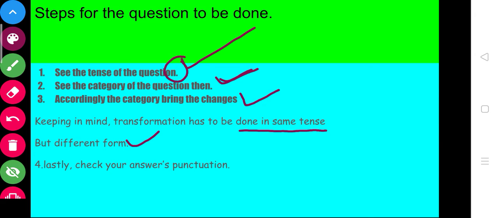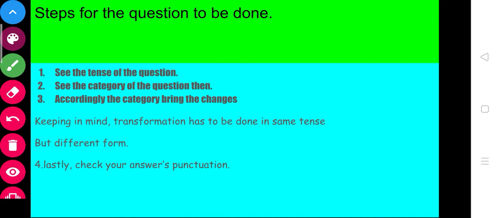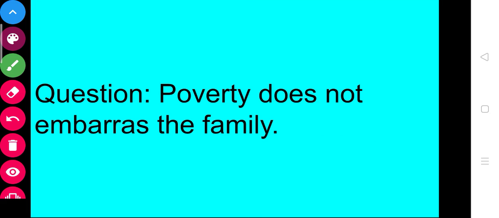Then the last one is you need to check your punctuation. That means the grammatical rules, like whether you have put a period after the statement, or you have to put the question mark or exclamatory sign after it. What kind of sign is to be put into use, or is the comma needed in between the clauses, or it is to be written without the comma, comma splices and so on. So if it is done, then I think your answer is correct. So let's move on to the next slide.